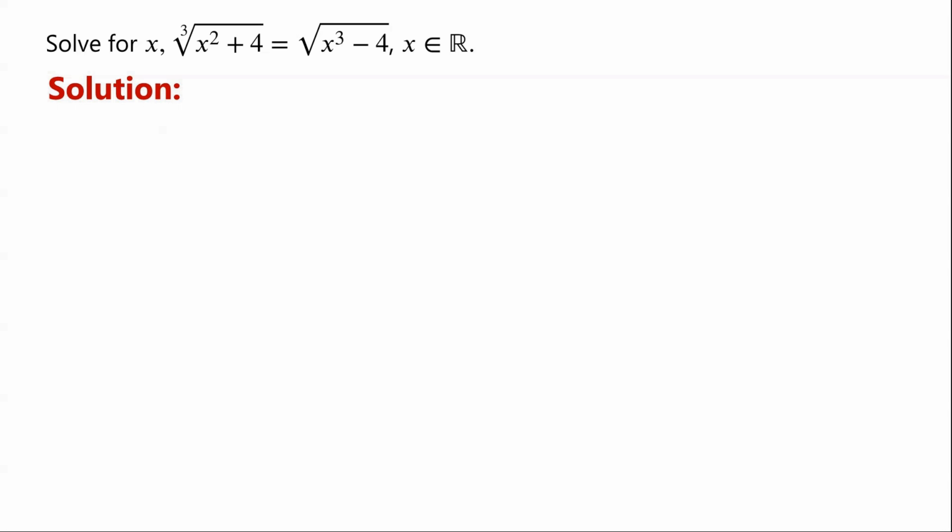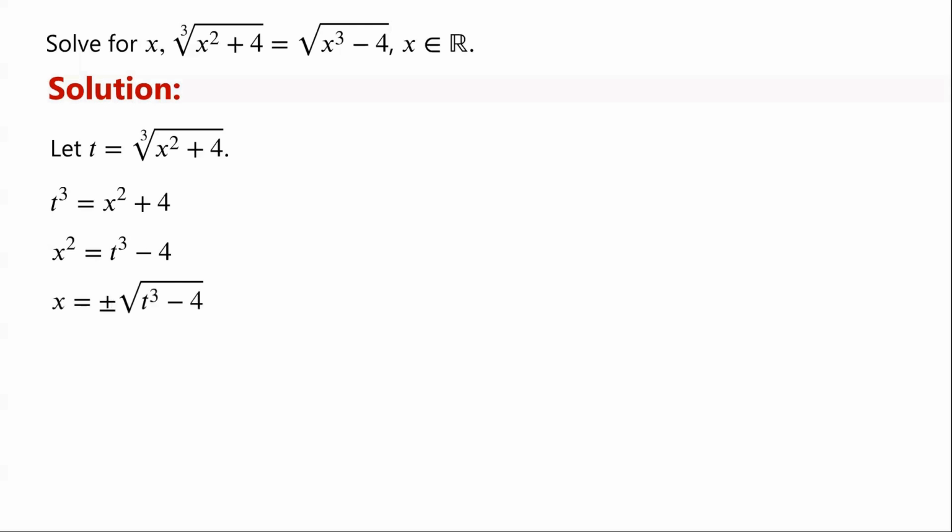We will use the substitution method to solve this equation. Let t equal the cube root of x squared plus 4. Then cube both sides, we have t cubed equals x squared plus 4. So x squared equals t cubed minus 4. x equals plus or minus root of t cubed minus 4.